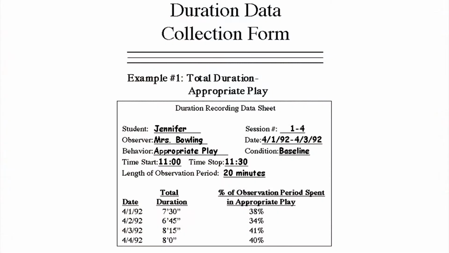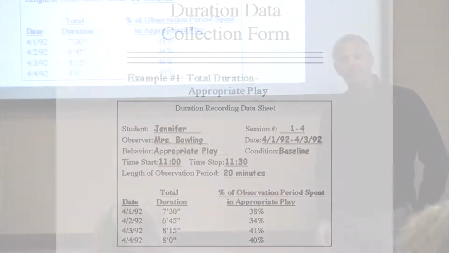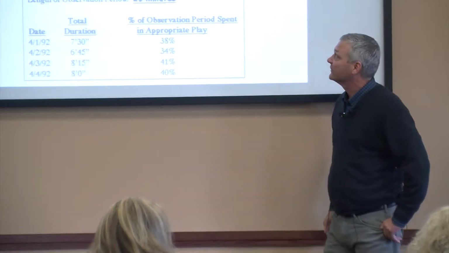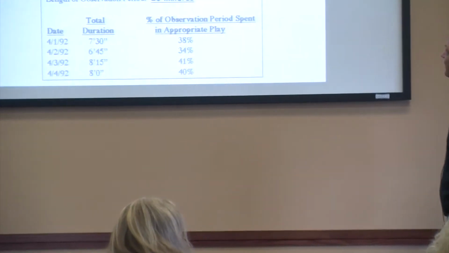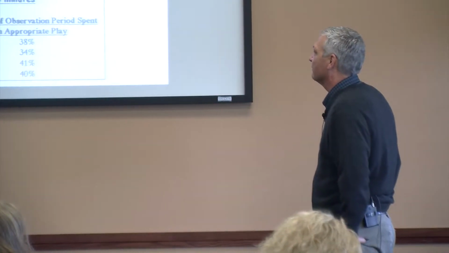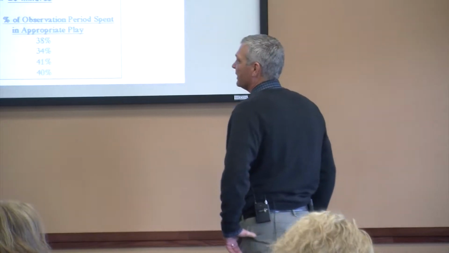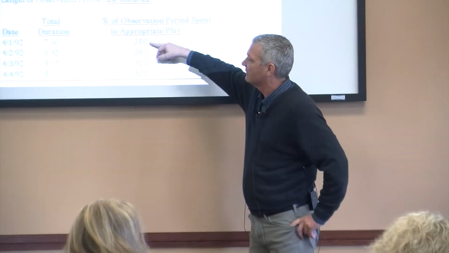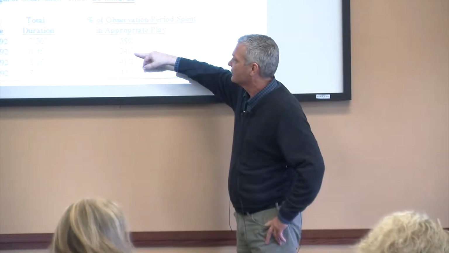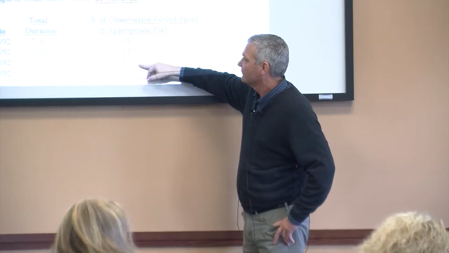So we've got some others. Here's a collection form looking at total duration each day. And what they've done is they've taken that total duration and turned it into a percentage of the total time. So what's the problem behavior here? Appropriate play, it's not a problem, it's a good behavior. Appropriate play happened 38% of the day on this day, 34% on this day, 41%, etc.